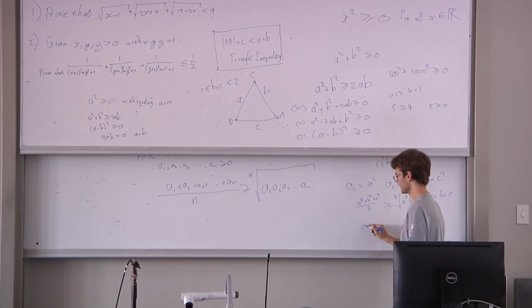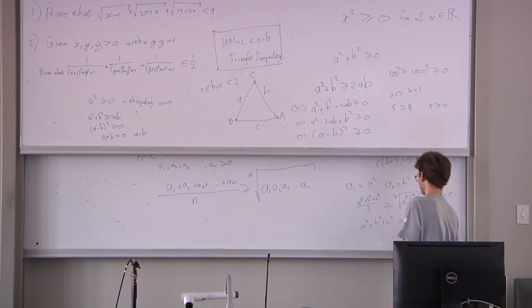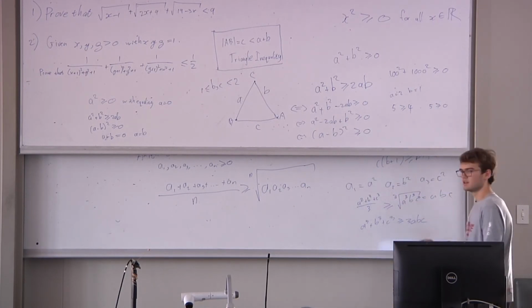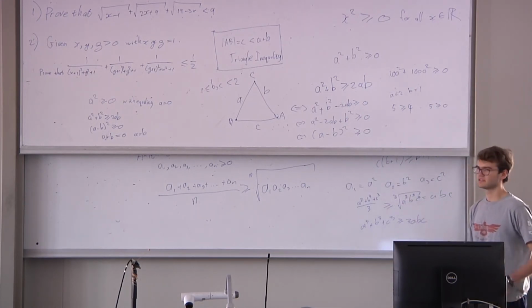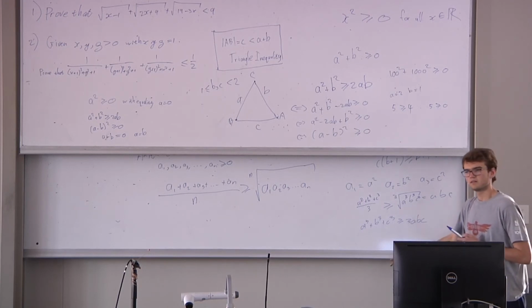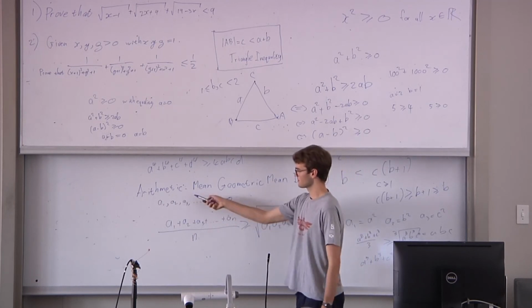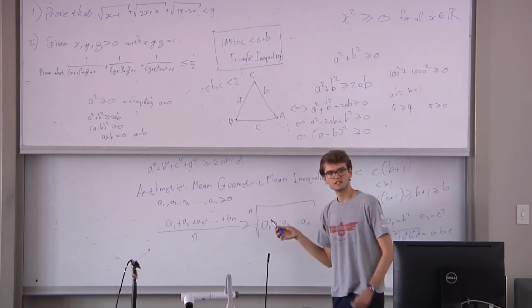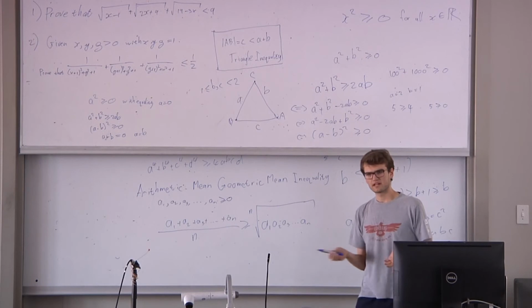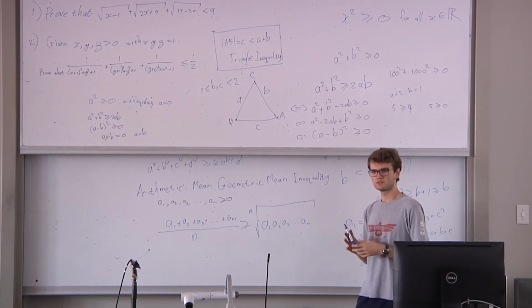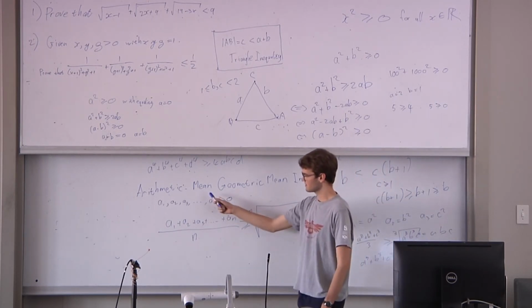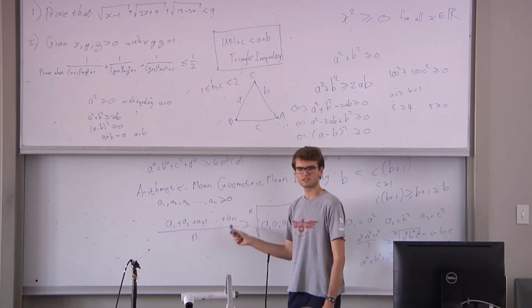So you end up with A cubed plus B cubed plus C cubed being greater than or equal to 3ABC by the AMGM inequality. I should maybe go over the name. So arithmetic mean, geometric mean. Mean is another name for average. I'm sure you've seen that in school. So the arithmetic mean is just the normal average as you would expect.